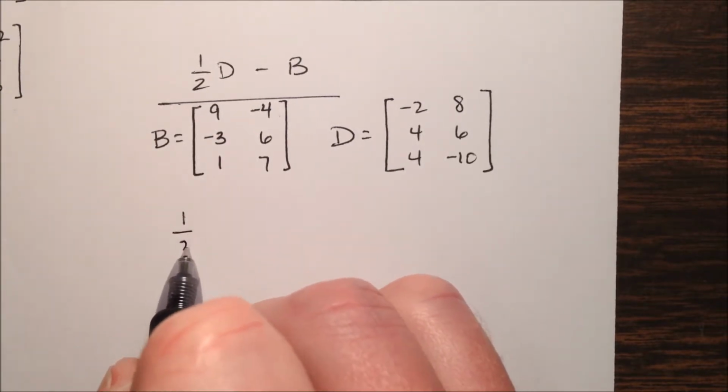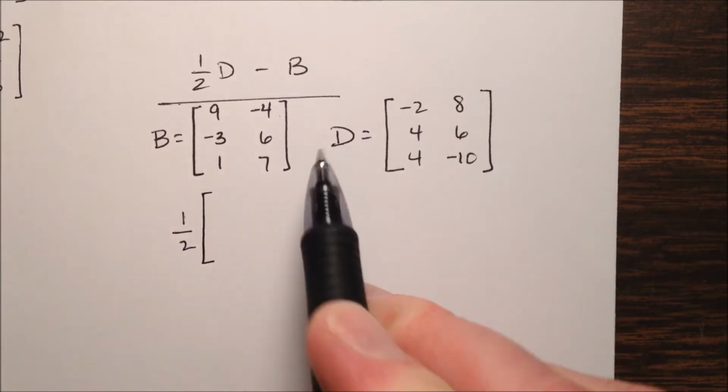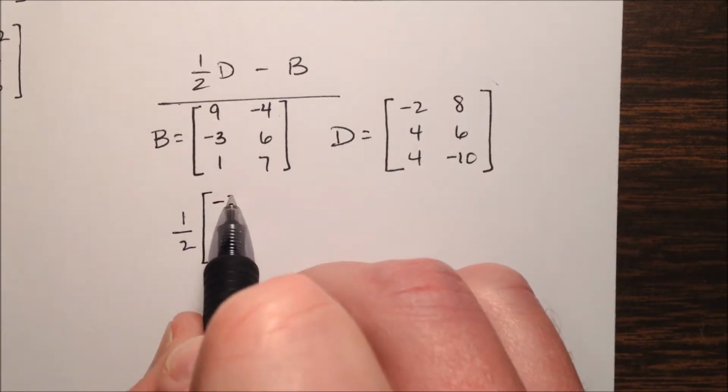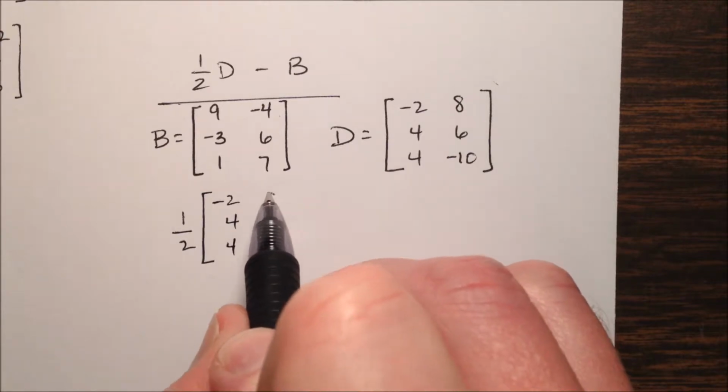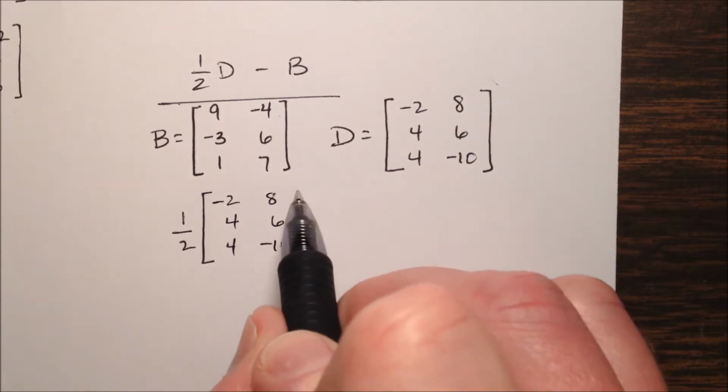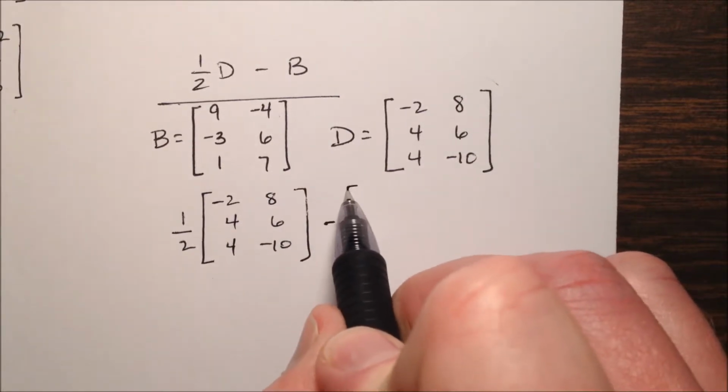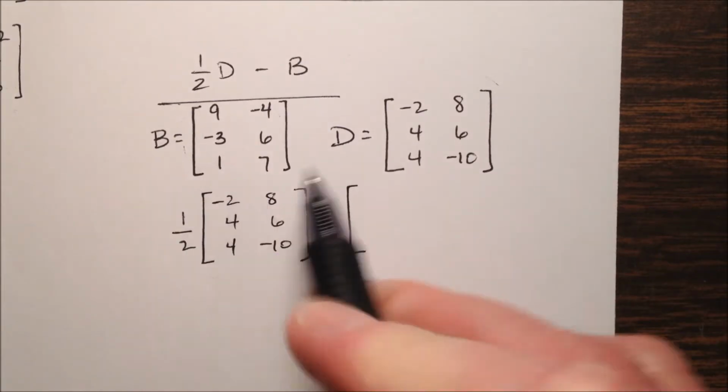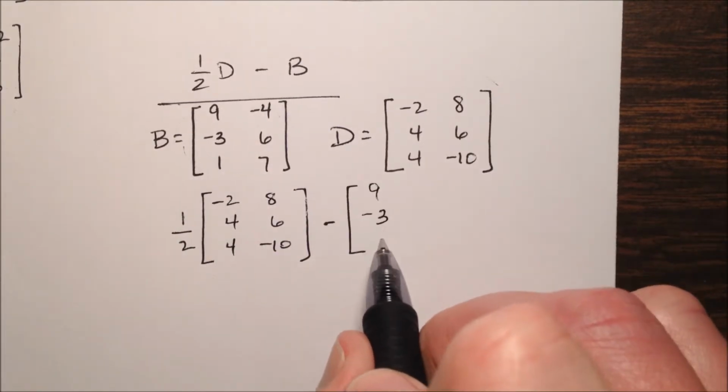So it's 1/2 times my D matrix, and my D matrix is this guy. So I'm going to go ahead and write all those entries in. And I'm going to subtract from that my B matrix, which is this guy. So I'm going to go ahead and put those values in.